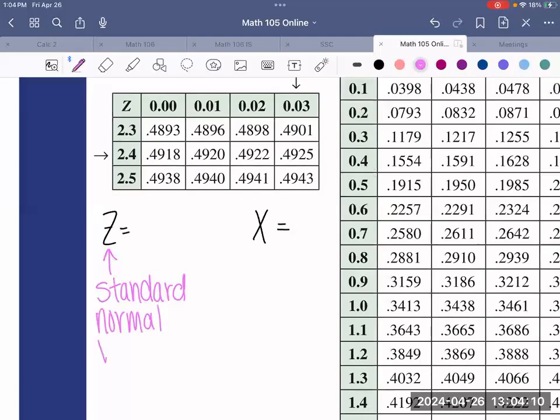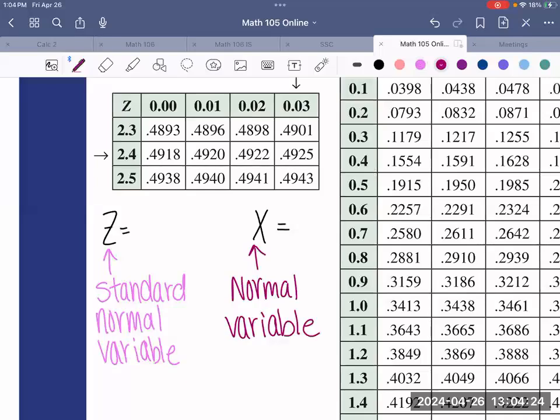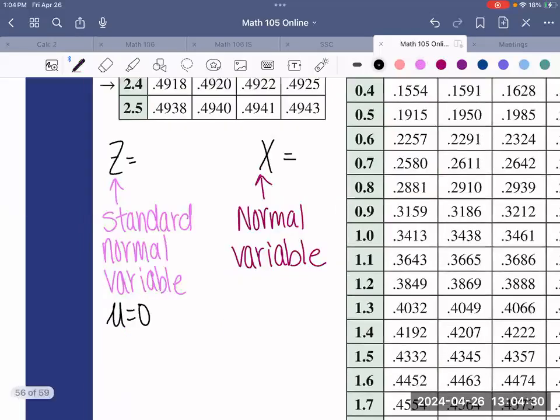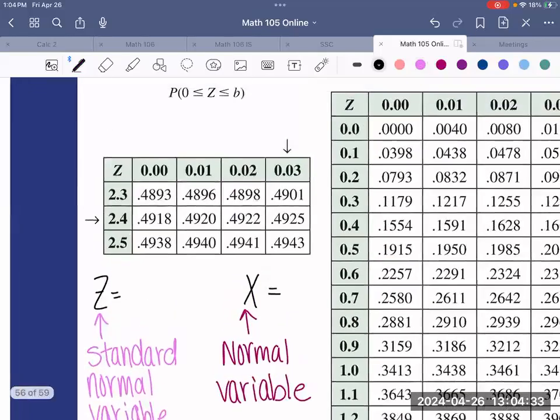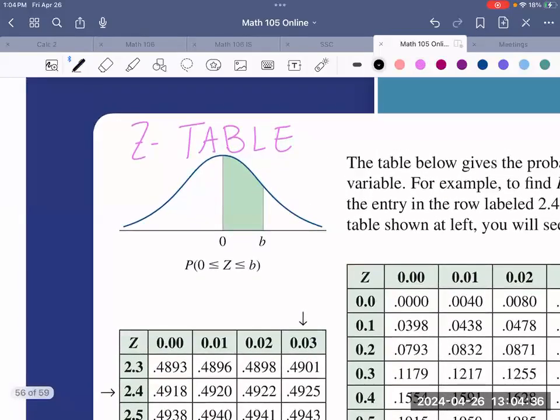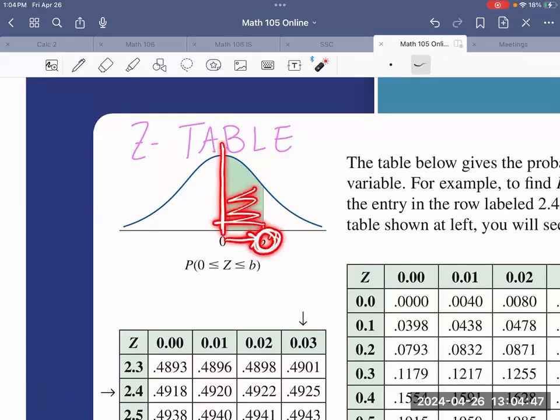standard normal variable. And this one is considered just your normal variable. All right, the difference between standard and just normal, we talked about just a moment ago. So standard, we need mean of 0, standard deviation of 1. Now there are a bunch of Z tables out there. Ours specifically is going to always start at your mean and then go up to your X or up to your value. And that in-between value is your probability that you're looking for.